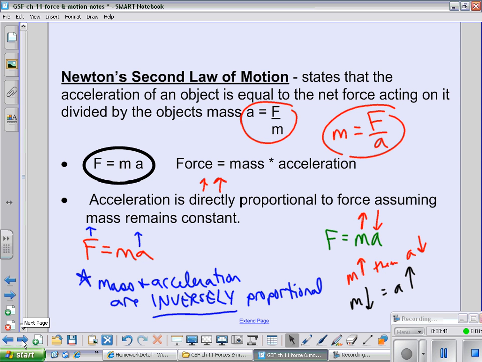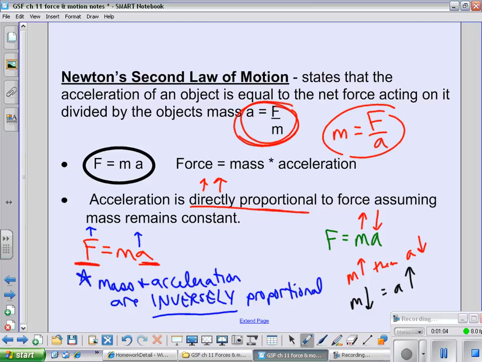Then we talked about Newton's second law of motion, and it can be simplified by saying acceleration equals force divided by mass. Again, it's pretty common sense that if I kick a ball with a much bigger force, it's going to accelerate more. So if I have a big force, it's going to have a big acceleration. That's what they mean by directly proportional.